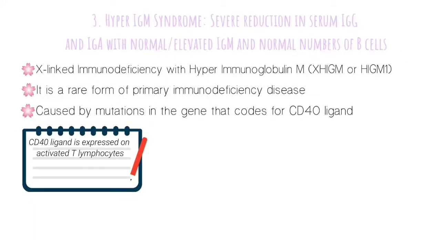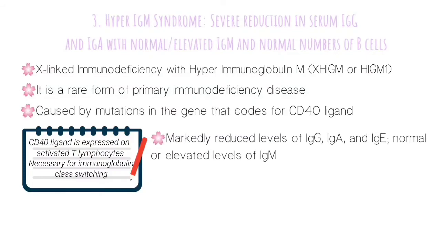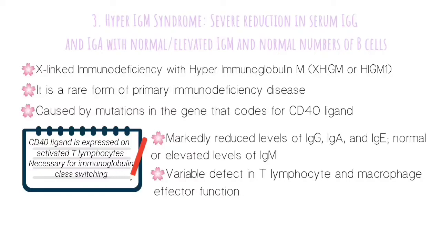CD40 ligand is expressed on activated T lymphocytes and is necessary for T cells to induce B cells to undergo immunoglobulin class switching. Patients with hyper IgM have markedly reduced levels of IgG, IgA, and IgE but have normal or elevated levels of IgM. Because CD40 ligand is required in the functional maturation of T lymphocytes and macrophages, patients with hyper IgM also have a variable defect in T lymphocyte and macrophage effector function.